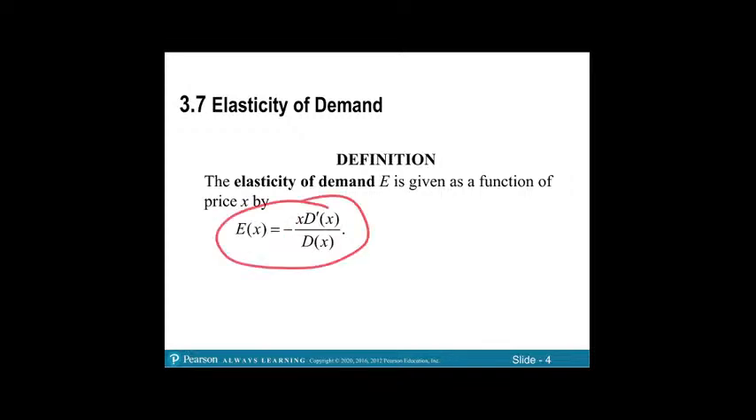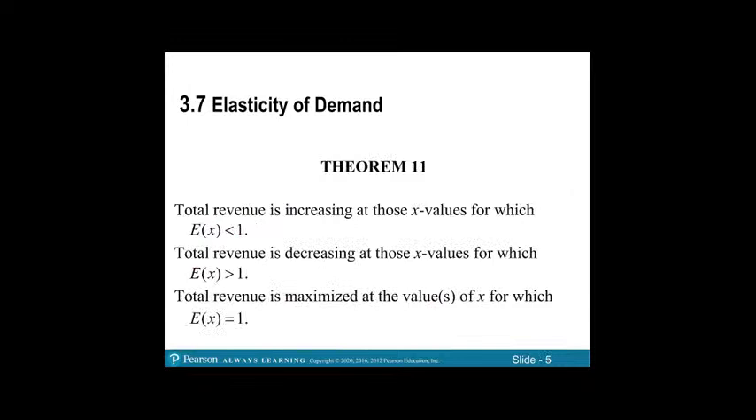So we have this theorem 11. It says the total revenue is increasing at those X values for which the elasticity of demand is less than 1. The total revenue is decreasing at those X values for which the elasticity of demand is greater than 1. And the total revenue is maximized at the values of X for which the elasticity of demand is equal to 1.